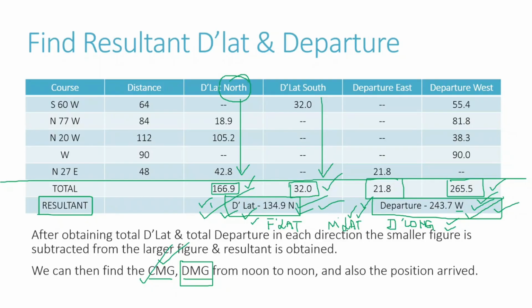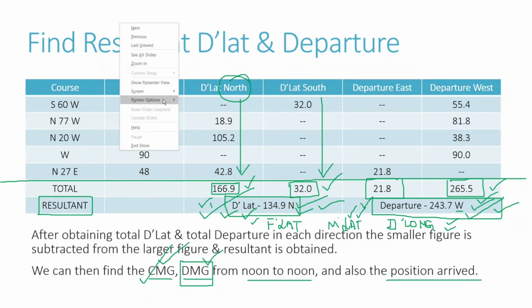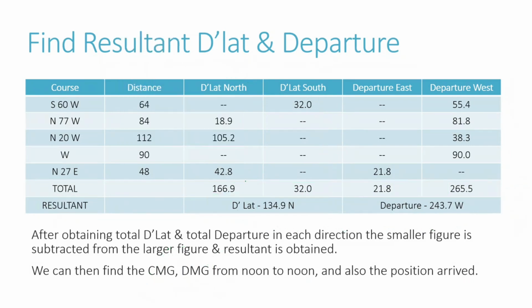So we can find out the course made good, the distance made good from noon to noon and also the position arrived. Now beta, you have these values, so solve this in your notebooks and find out these four things: course made good, distance made good and the position arrived. These four things you have to find out now, beta.